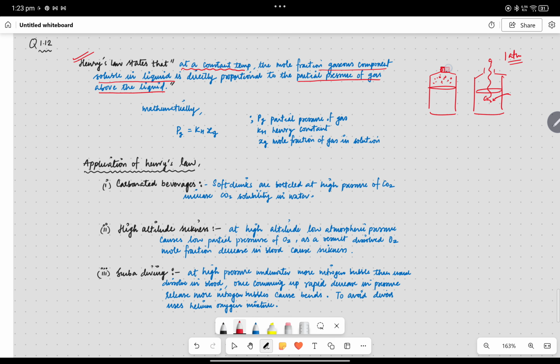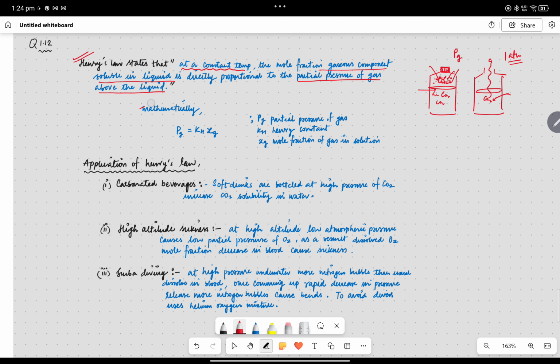But when that bottle is sealed, the pressure of CO2 inside that water bottle is very high, and that's why more CO2 is soluble in water. So the mole fraction of gaseous molecules soluble in this liquid is proportional to the partial pressure of the gas above the liquid. Now I think it is clear to you in your mind, and you can make a figure of it.